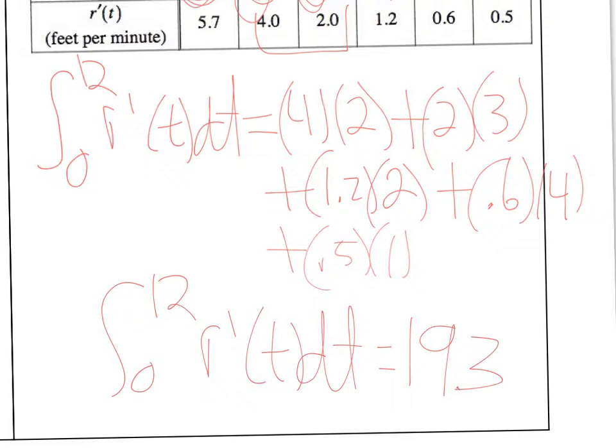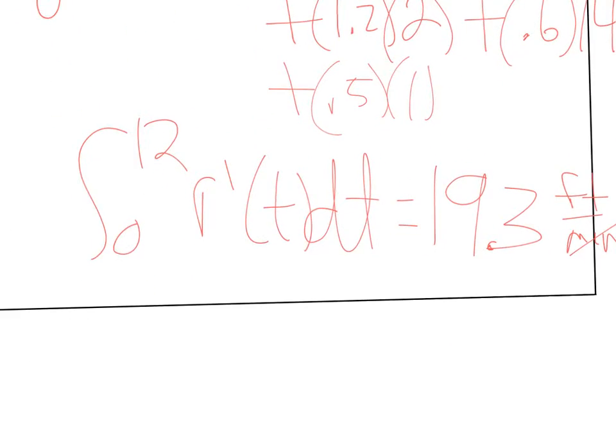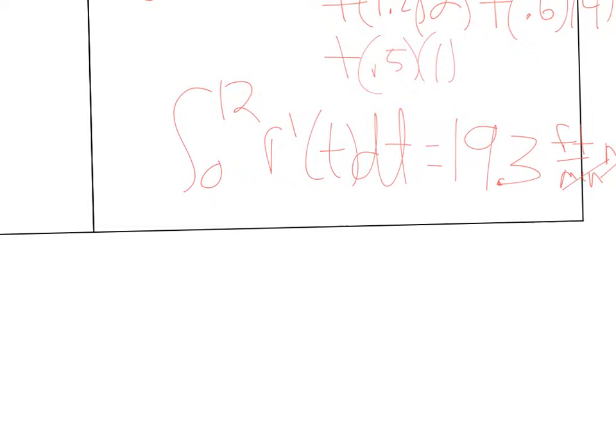19.3. And if I look at the units on that, R prime is feet per minute. And then on the x-axis, it's minutes. So it's minutes times feet per minute, which just gives me feet. So that's the integral that they asked you to find. And then they say, what does that mean?